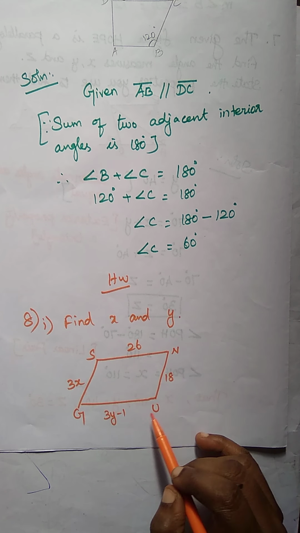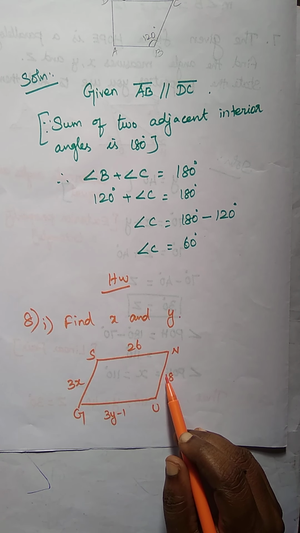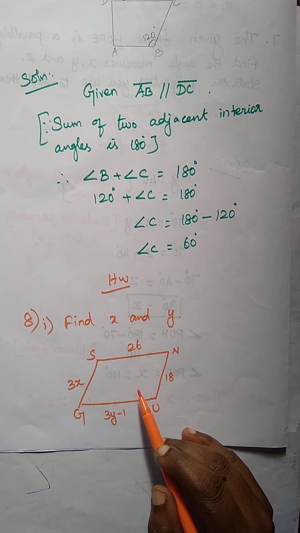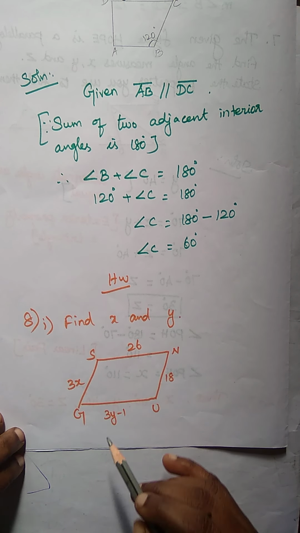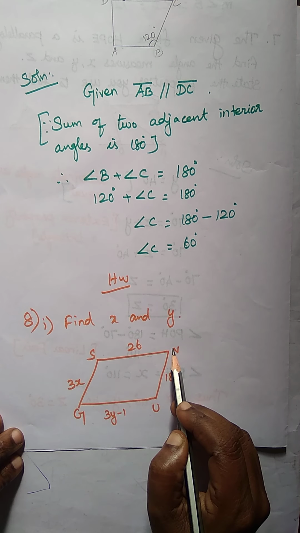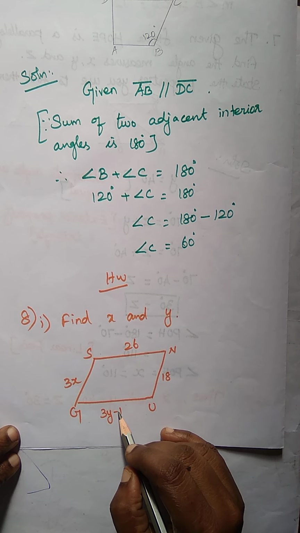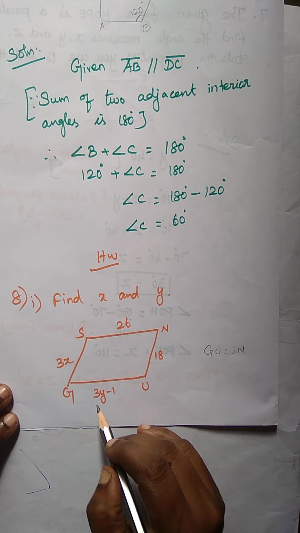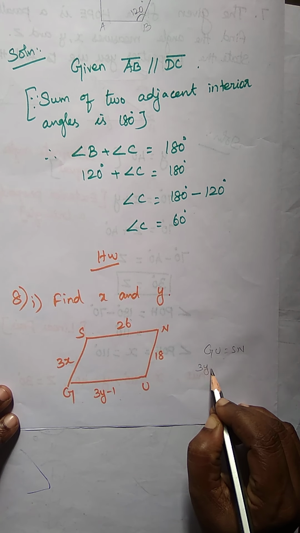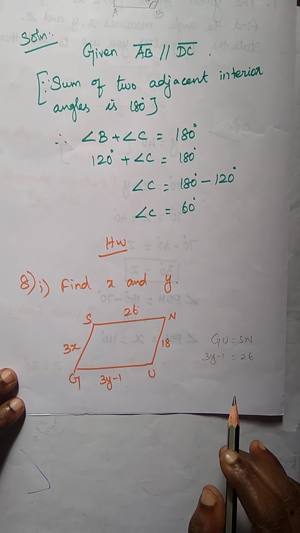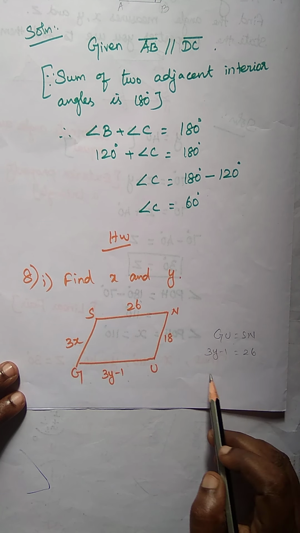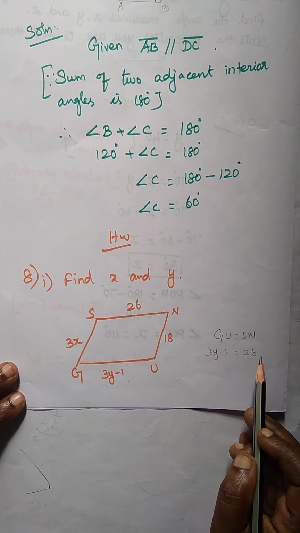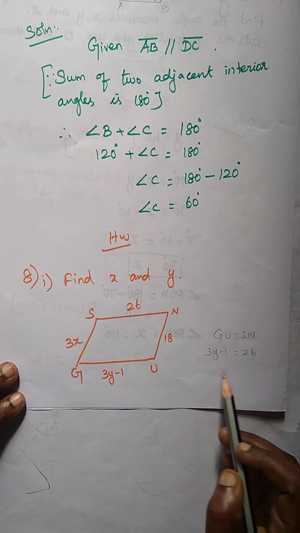How can we find out these values of x and y? We all know the property of opposite sides. Here all the sides are given in this parallelogram. Okay, so all the opposite sides are equal in a parallelogram, using that property. These GU and SN are opposite sides. Okay, so these are equal. GU is equal to SN. So 3y minus 1 is equal to 26. We know how to solve this equation. This minus 1 comes to the right side, so it becomes 27. Then divide by 3. You find the value of y.